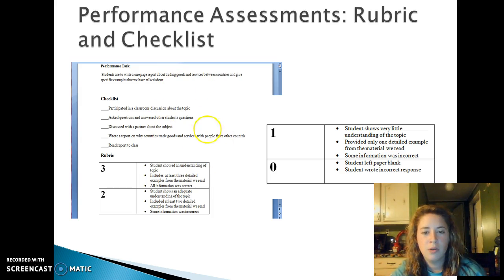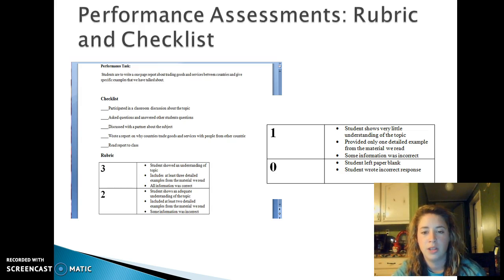The second part required us to make performance assessments with a rubric and a checklist. So on the rubric, I chose to make one where you had to choose between 3, 2, 1, and 0. And on 3 it says student showed an understanding of the topic, includes at least 3 detailed examples from the material we read. All information was correct. So this is the highest one.